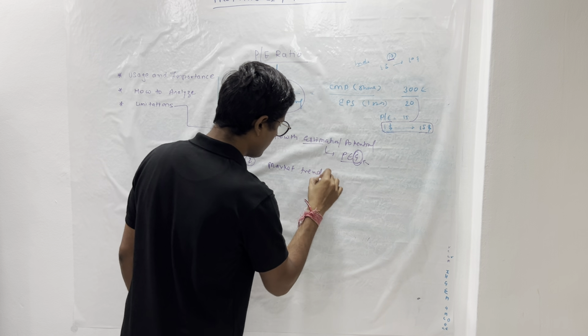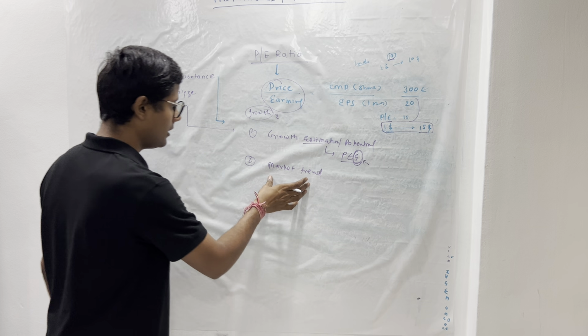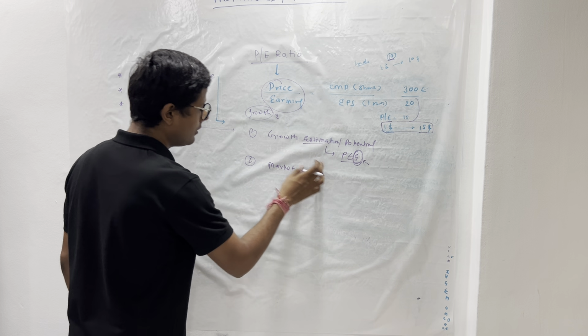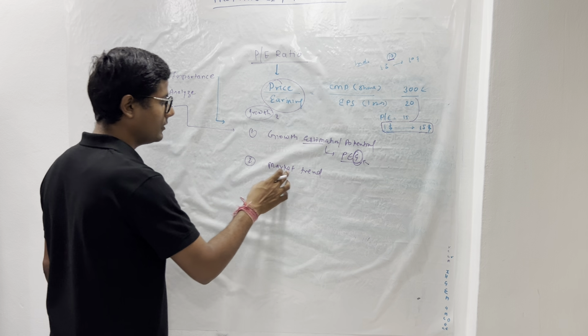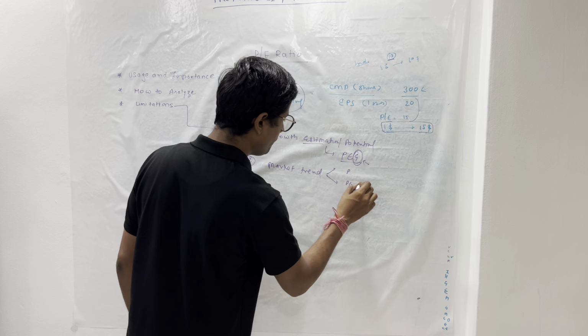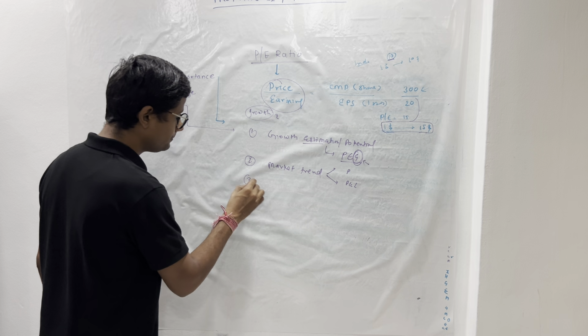PE ratio fluctuates, it comes up and goes down based on the market trend. So that is again a limitation. You need to consider the market trend before you analyze it, right? If the market trend is up, PE will be higher. If the market trend is down, PE will be low. So those need to be considered.